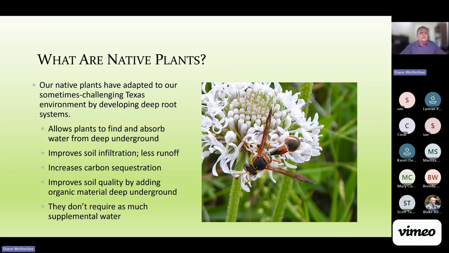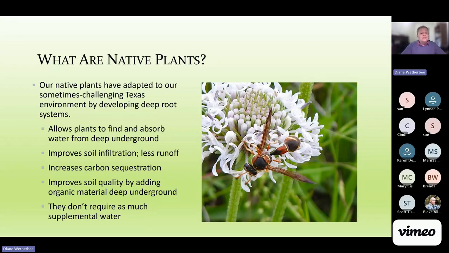Also, it increases carbon sequestration, which helps with climate change. It holds that carbon deep underground where it won't be released into the atmosphere. And it improves the soil quality because of the deep underground roots that grow and die and grow and die, and it adds organic material deep underground to help improve the soil quality.